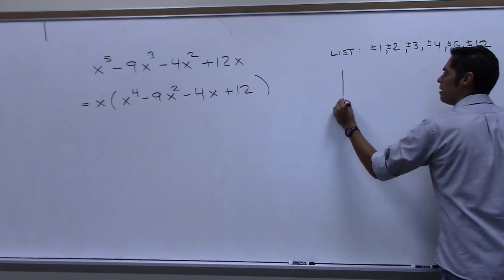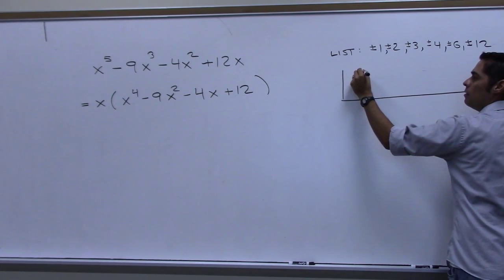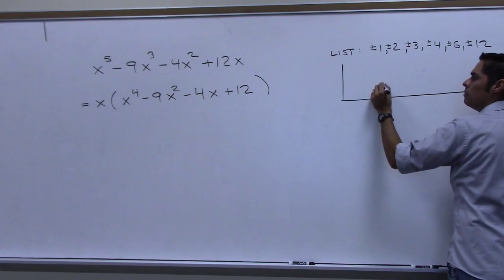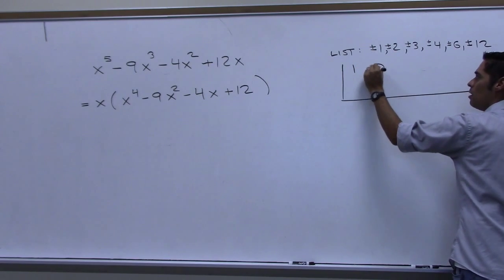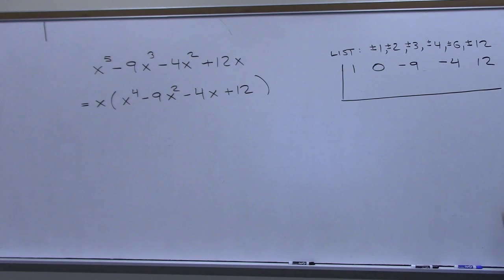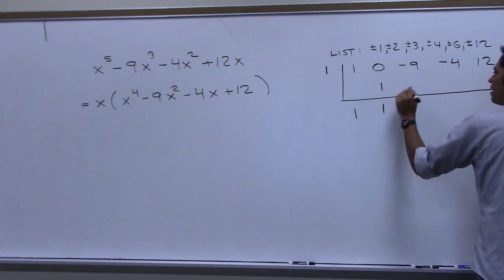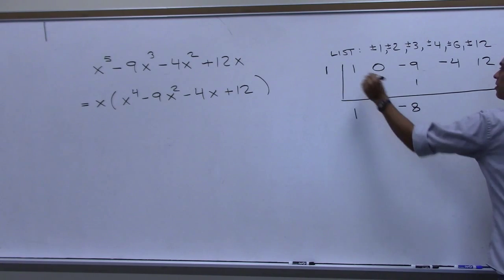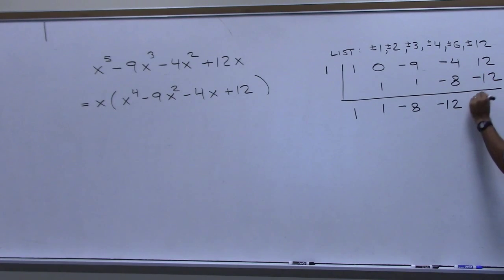I set up my synthetic division numbers: 1, 0, negative 9, negative 4, 12. Okay, I just want to make sure everyone got that 0. This is usually the time where someone gets ahead of me and tells me what works. But oh, 1 works? Y'all are getting lucky here today. Yeah, 1 works.